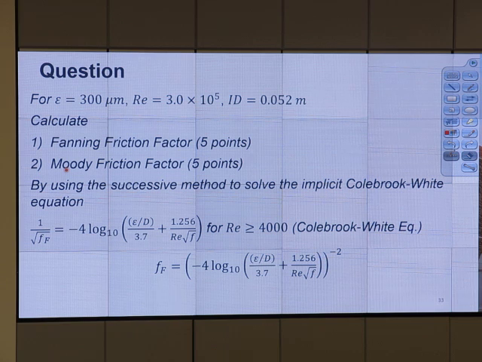This is a question that you did last time. If you have a problem of not getting the right answer, you should try with the given equation.